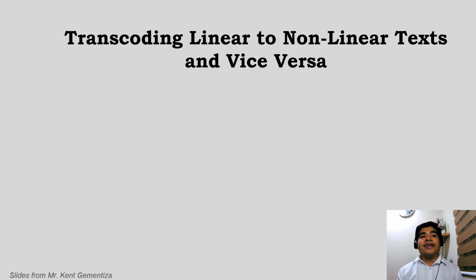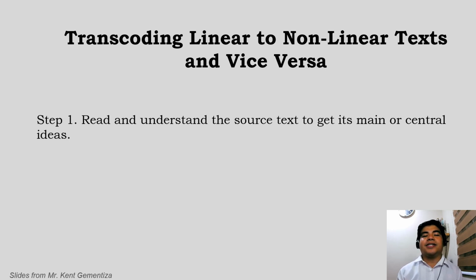To transcode a linear text to a non-linear text, one may follow these steps. Step one, read and understand the source text to get its main or central ideas. You have to observe if it's a non-linear text, and if it's a linear text, you really have to read it more than once in order for you to absorb what it is all about.